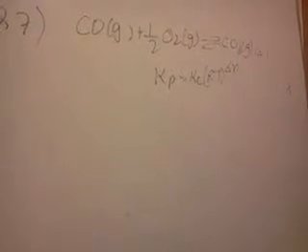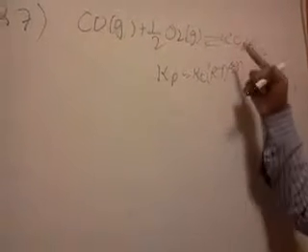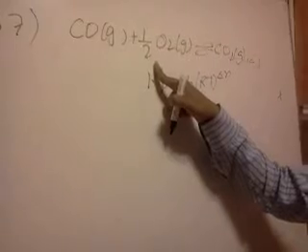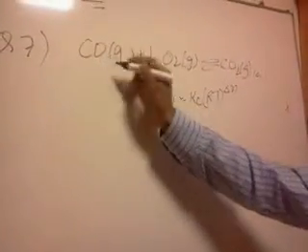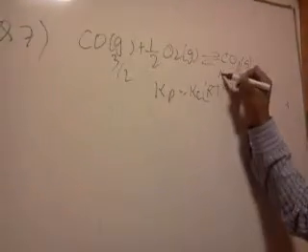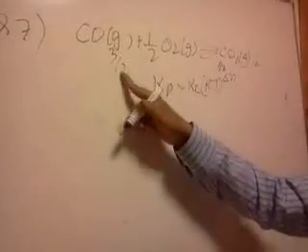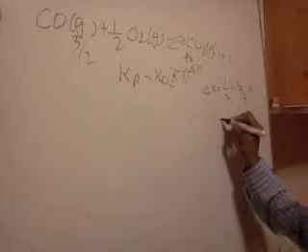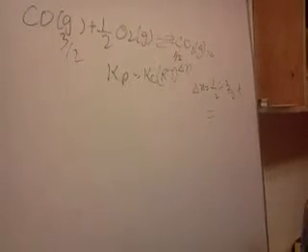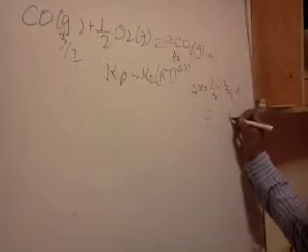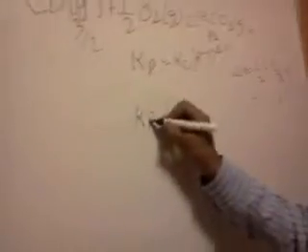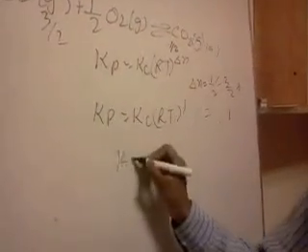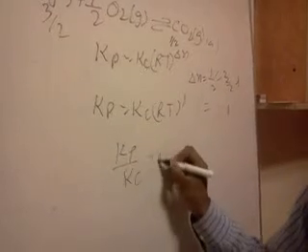I can see from the reaction that the moles on the reactant side are 1 plus half, which is 3 by 2, and on the product side it is 1. So delta N is 1 minus 3 by 2, which is equal to minus half. So Kp will be equal to Kc into RT to the power minus half. So Kp by Kc will be equal to RT to the power minus half.